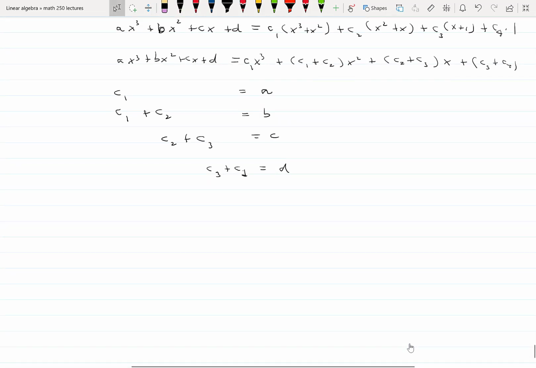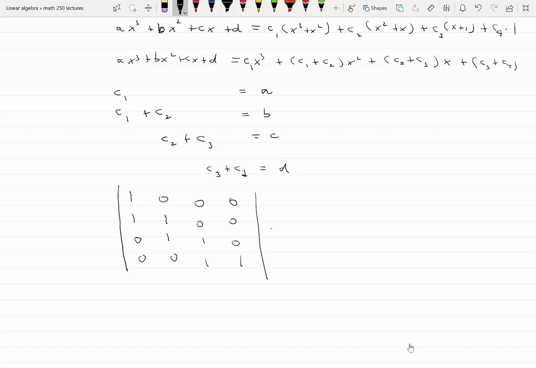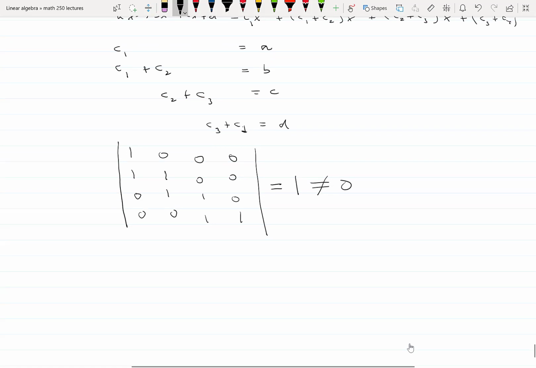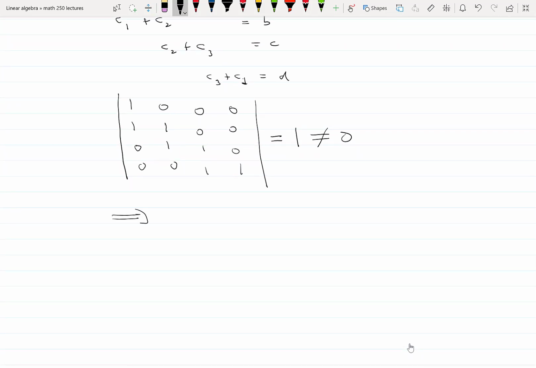Now we have a system of 4 equations and 4 unknowns. The determinant of the coefficients, the determinant of 1, 1, 0, 0, 0, 1, 1, 0, 0, 0, 1, 1, and 0, 0, I'm stating these column-wise, 0, 0, 0, 1. That determinant I computed in my calculator is 1, which is not 0. That implies there exists a unique solution to the system.